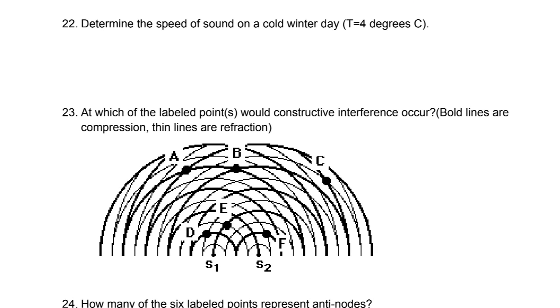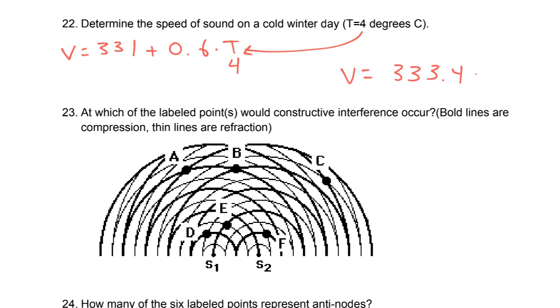Speed of sound on a cold winter day. So there's a formula for this also in our formulas, that speed or velocity equals 331 plus 0.6 times the temperature. The temperature is 4 degrees out, so we'll plug in a 4 right there, and then solve. So 331 plus 0.6 times 4 gives us a speed of sound of 333.4 meters per second.